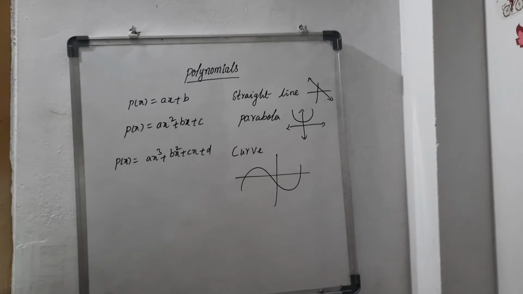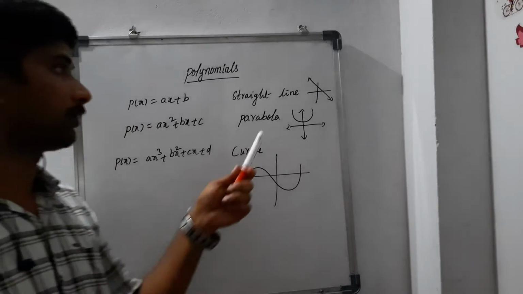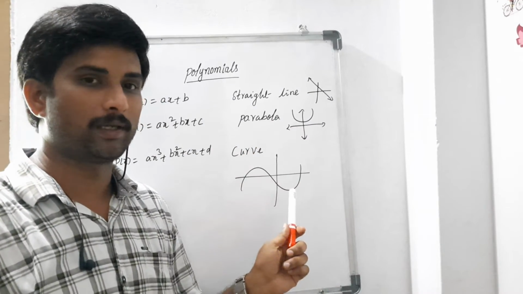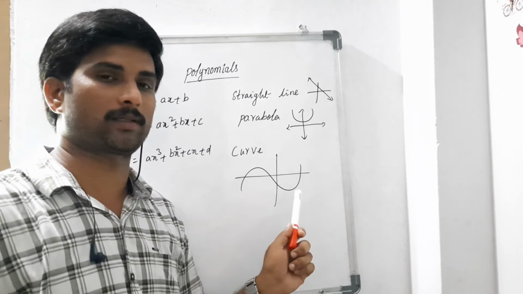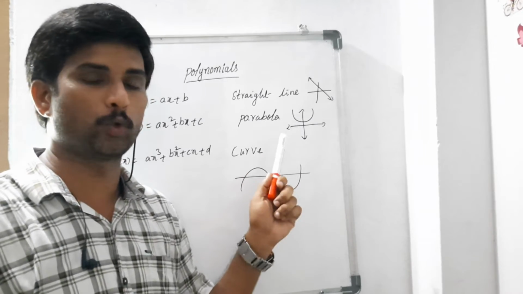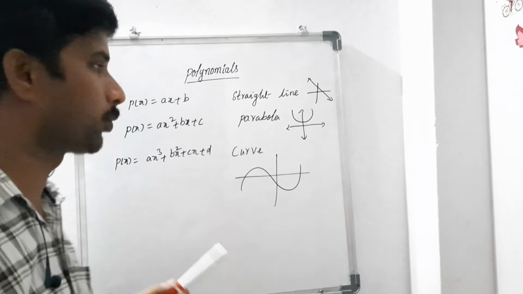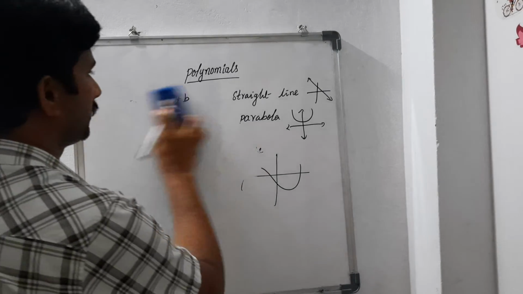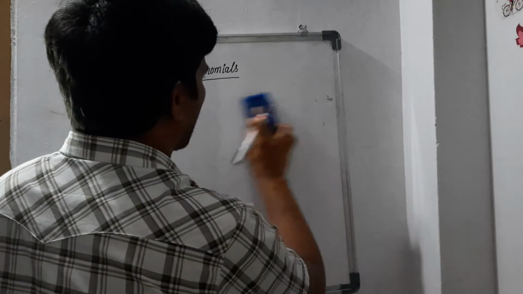Represents a curve. Whenever a straight line or parabola or curve intersects the x-axis, then only zeros will exist. Otherwise, zeros will never exist. Clear?